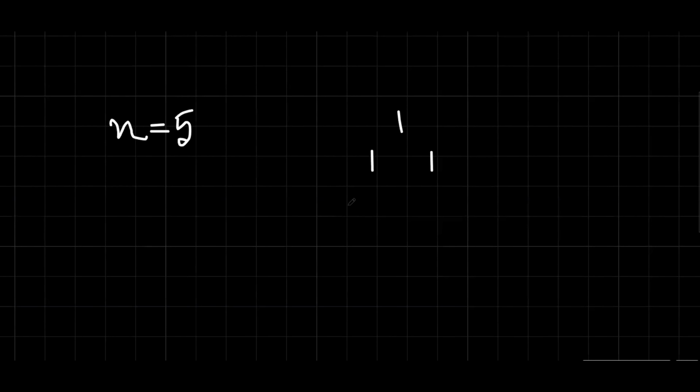So for the third row, we have to put 1 at the first position of the row and we have to put 1 at the last position of the row. Now we have to add these two 1s and put 2 here. So this is the third row. For the fourth row, we have to put 1 here at the first position of the fourth row and 1 here at the last position of the fourth row. Now we have to add 1 and 2 and put 3 here, and we have to add 2 and 1 and put 3 here. Now we have completed row 4.